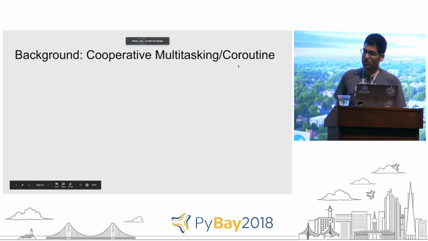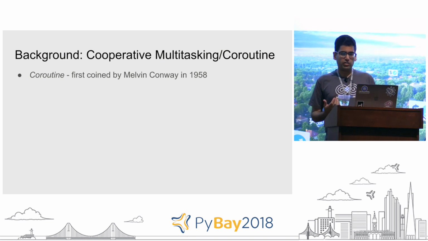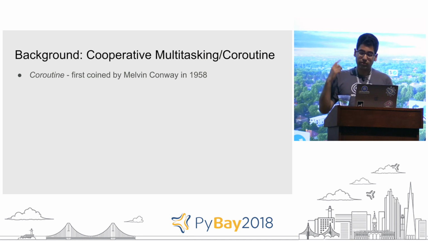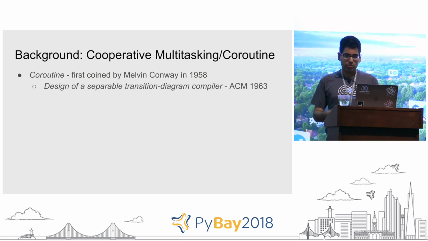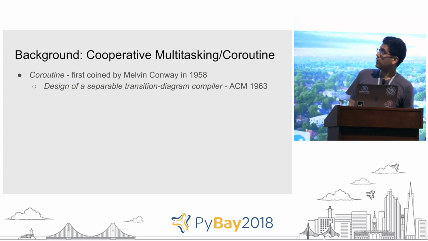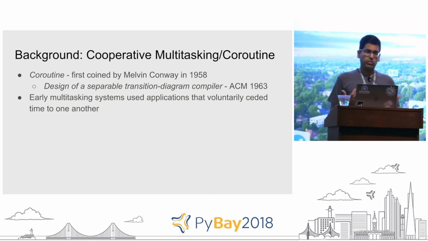So some background on cooperative multitasking. The term coroutine was actually first coined in 1958 by Melvin Conway. He wrote this in a paper, basically a publication for ACM magazine, called Design of a Separable Transition Diagram Compiler. And this was the multitasking of early operating systems.